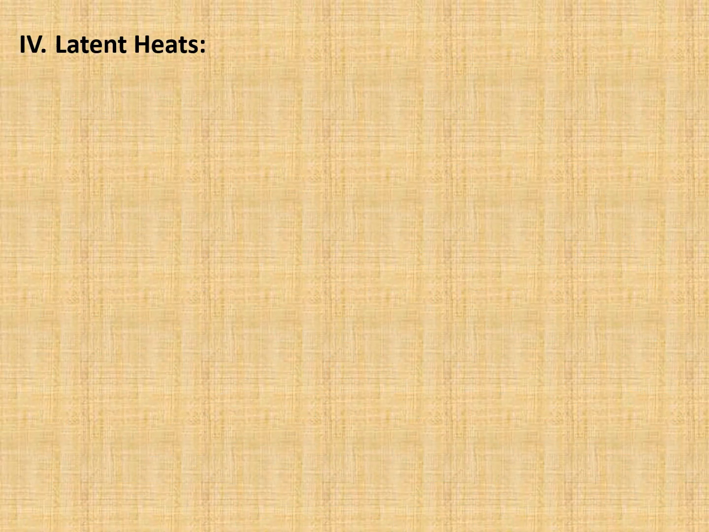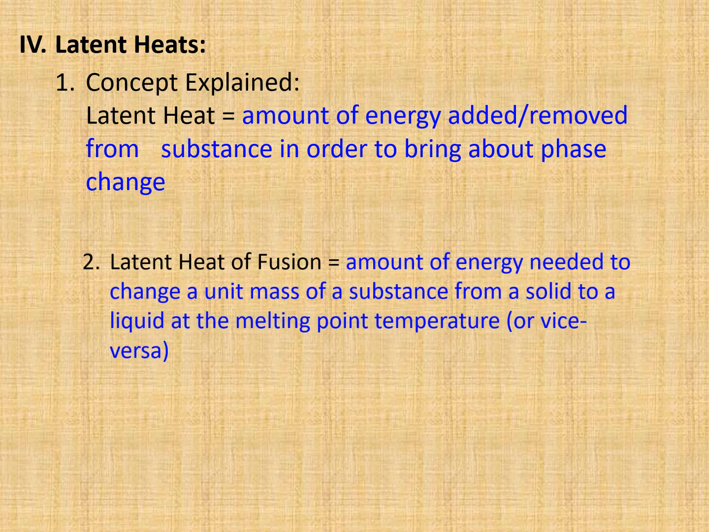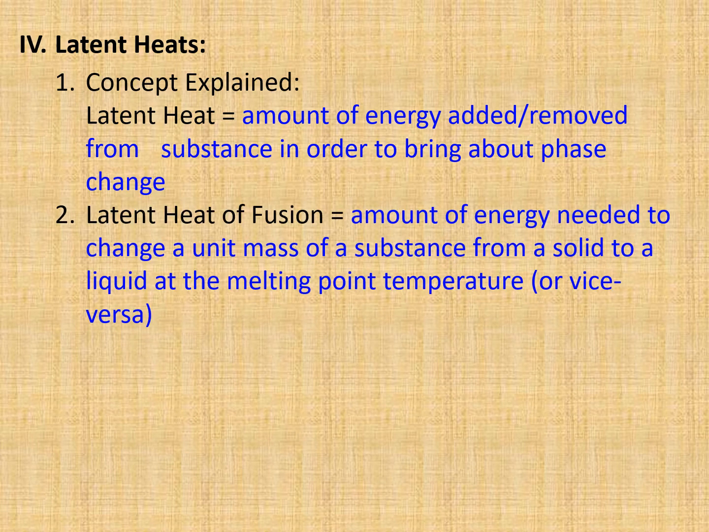So let's take a minute to formalize our discussion from the previous slide, because we mentioned the concept of latent heat but didn't really have a chance to define it formally. So let's do that now. In general, when we talk about latent heat, we're talking about the amount of energy that is either added or removed from a substance in order to bring about the phase change. To be specific, the latent heat of fusion is the amount of energy that is needed to change a certain mass of a substance from a solid to a liquid at the melting point temperature, or vice versa.